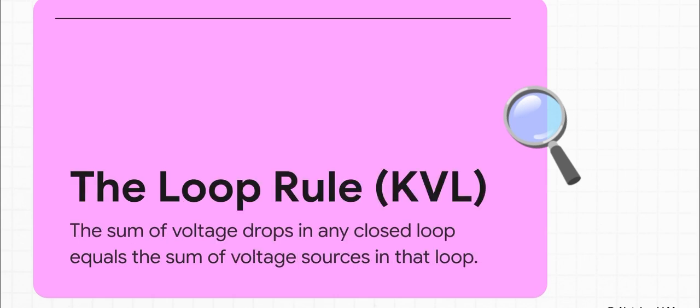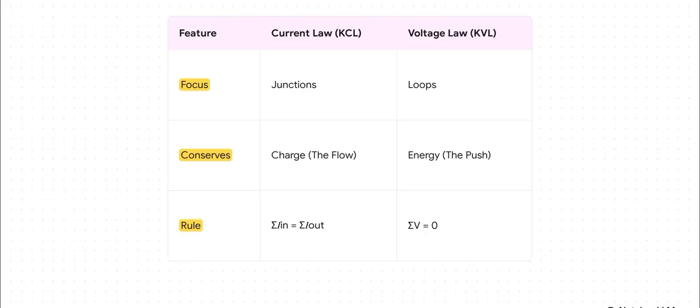And the second rule is the loop rule. For this one, think of a roller coaster. You get pulled up that huge first hill. That's your big energy gain from the power source. Then you go through all the twists, turns, and drops. That's your energy being spent or lost through the resistors. But when that ride is over, you always end up right back where you started, at the same height. In a circuit, any complete round trip or loop has to end up with a net energy change of, you guessed it, 0.